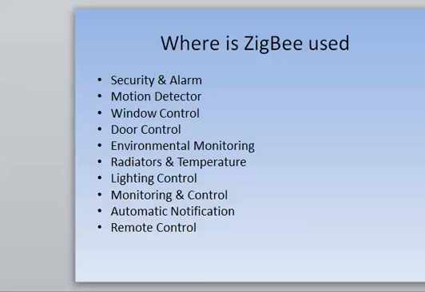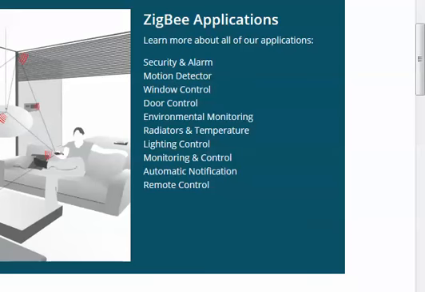Here we get to the use of ZigBee. As you see, it's really used in a lot of industries and a lot of places, such as security and alarm. I'm going to show you some examples. In security and alarm, such as the smoke detector, the alarm will sound if a fire occurs in the house.